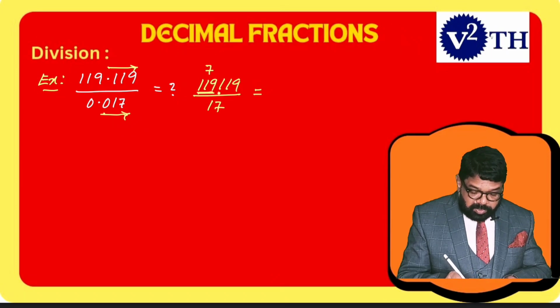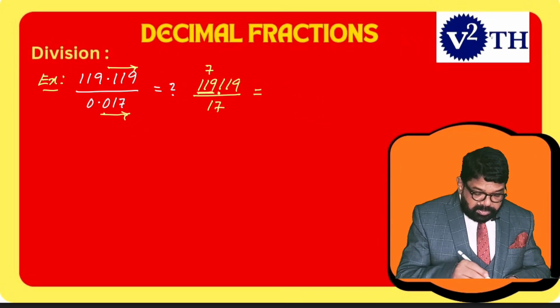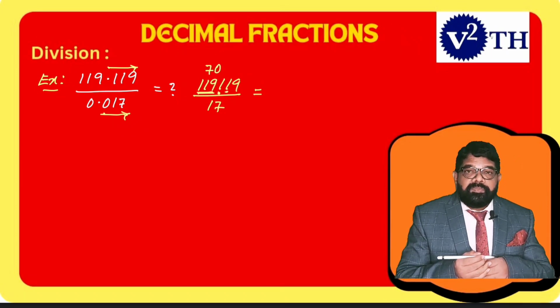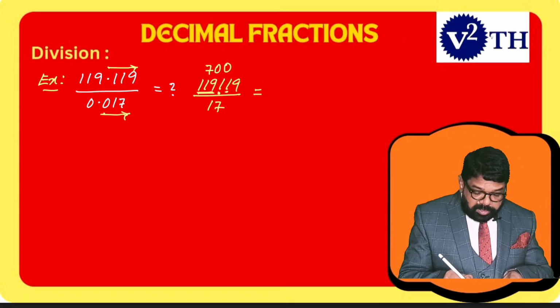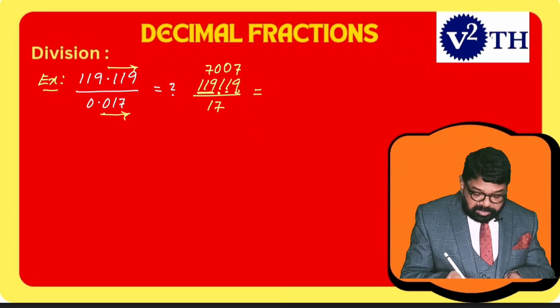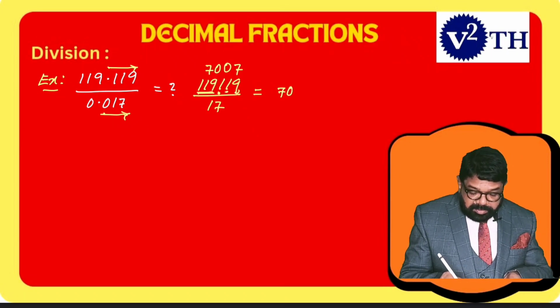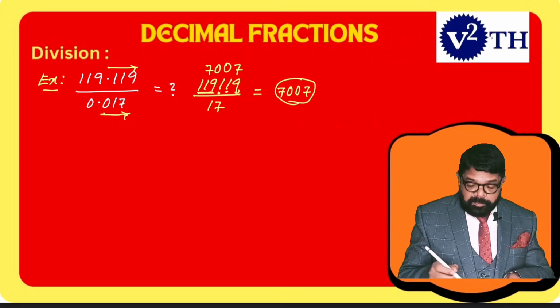Now take 1, so it is not divisible. Put 0 and take 17, then take one more digit. It is also not divisible. Put 0 and take another digit: 119. 119 means 17 times 7. So what is the answer? 7007 is the answer.